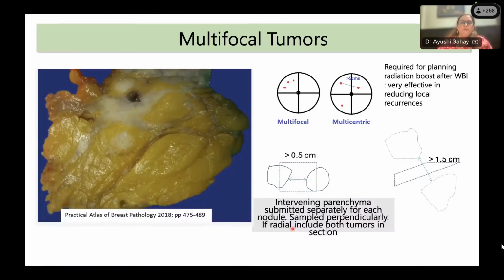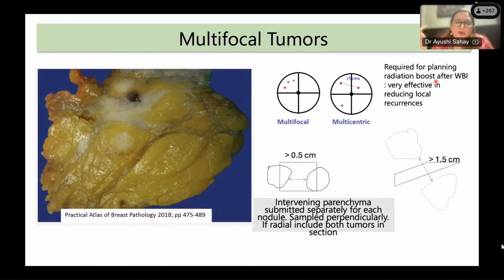So that was about LVI. Now the importance of multifocal tumors. As I said, two tumors are considered distinct if they have more than 0.5 centimeter distance between them. And why is it important? Because, as I said, it's required for planning the radiation boost and is very effective in reducing local recurrences.